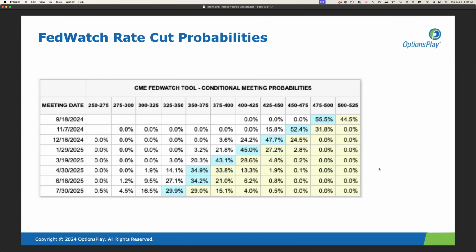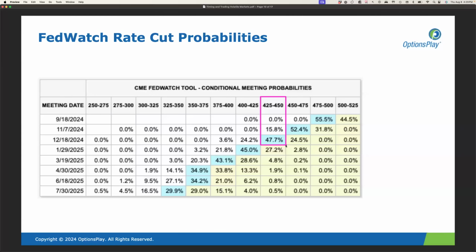And this is the probability of rate cuts. So we're currently at 525 to 550. In September, right now, the highest probability that the bond markets are pricing is down to 475 to 500, which is the equivalent of 50 basis points, a 55% probability of that happening right now. In November, we're looking at a 52% probability of another 25 basis point cut. And then in December, a 47% chance of another 25 basis point cut.